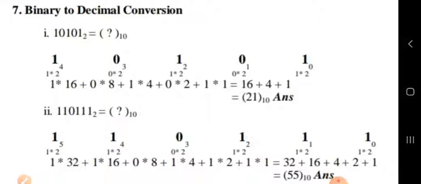Now suppose any binary fraction is there, then what will we do with that, and what is the way to do it?